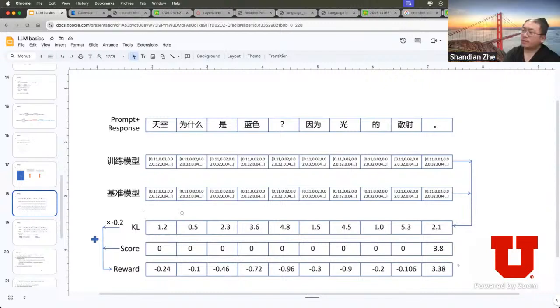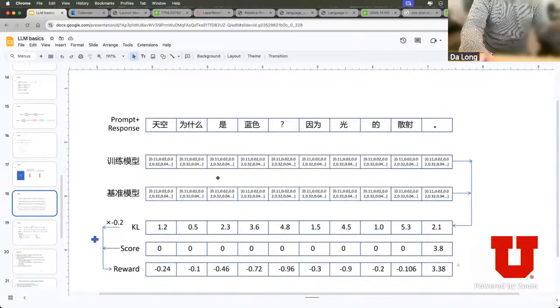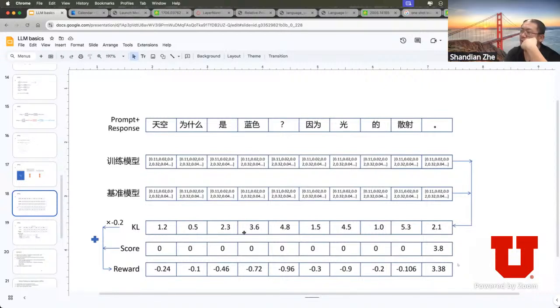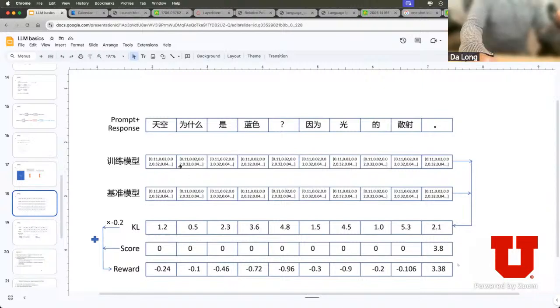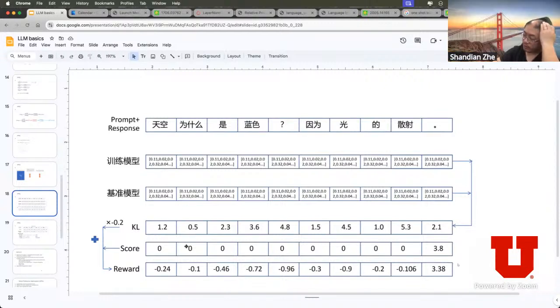So that means the KL divergence is computed between the baseline model and the what? The policy model, the model you want to fine tune. And then the KL divergence is token by token. Yeah, token by token. You measure the probabilities from those two models and calculate the KL. And then how is the score obtained?